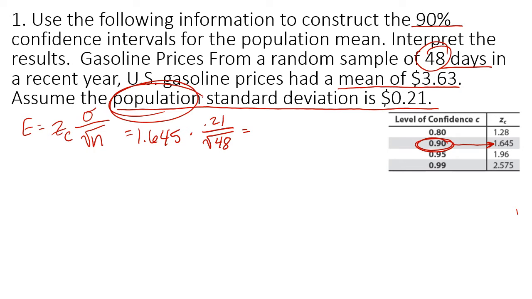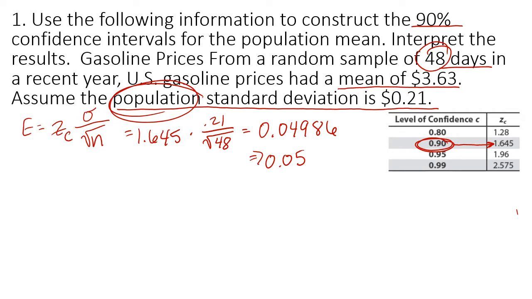So once you do the math to find the square root of 48, put it in the bottom, multiply it times 0.21 and times 1.645, you should get about 0.04986. That's a lot more decimals than we need. Our original thing, because we're talking monies, is only into 2 decimals, so we're going to round this to 5 cents. So this means our margin of error to be 90% confident is 5 cents.